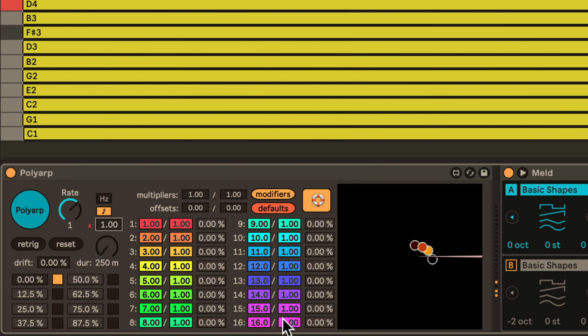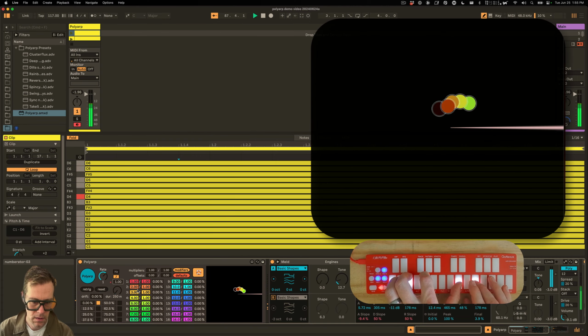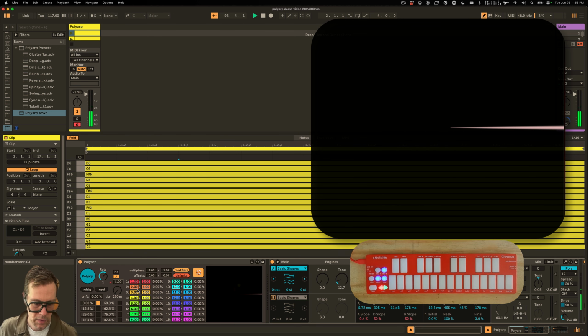These ratios that you see here are the multipliers for all of the voices that are being held. And by default, you get this linear series from 1 to 16. But you can change that if you want by changing these ratios.